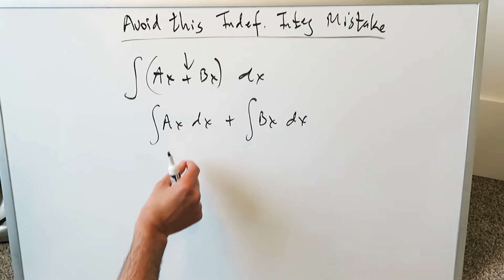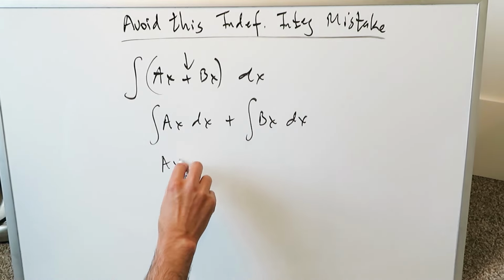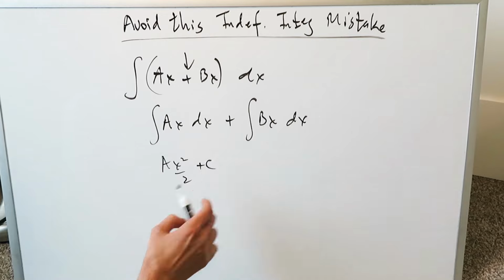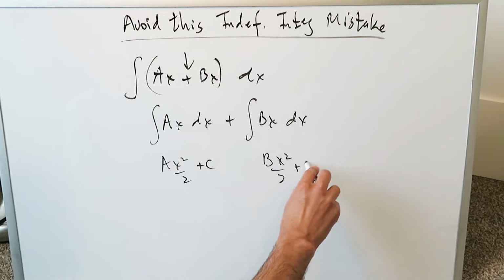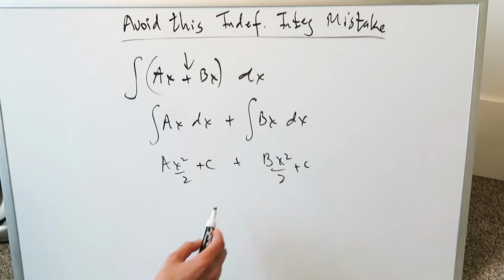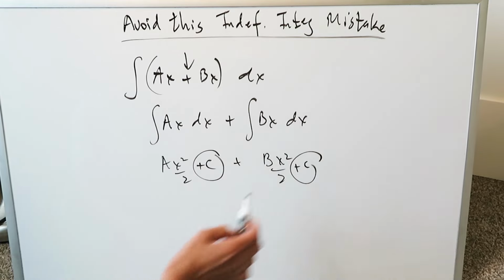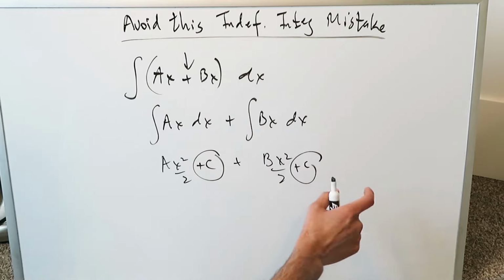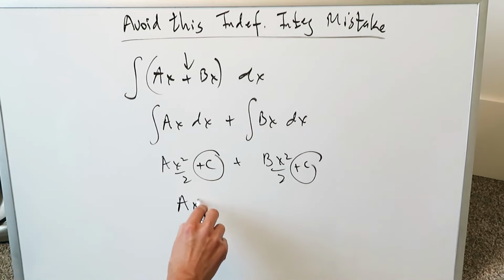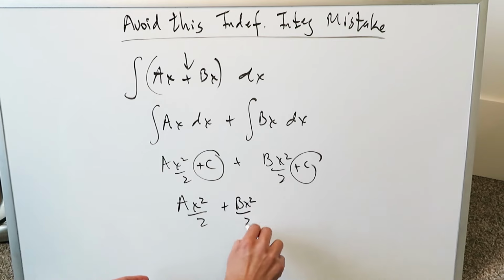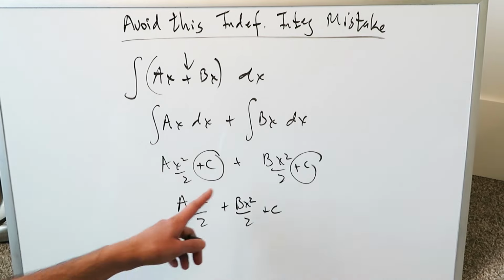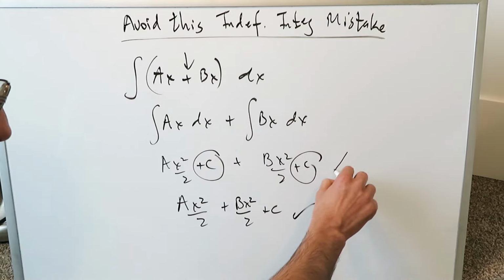You do the integral over here, the antiderivative, you get ax squared over 2 and you make a plus c. You do this one, you do bx squared over 2 plus c, and everything here is looking good except for this part right here. You've created a double constant of integration when all you should have really done was create a single constant of integration, and your antiderivative would be ax squared over 2 plus bx squared over 2 plus c. This here is the correct, this right here is wrong.